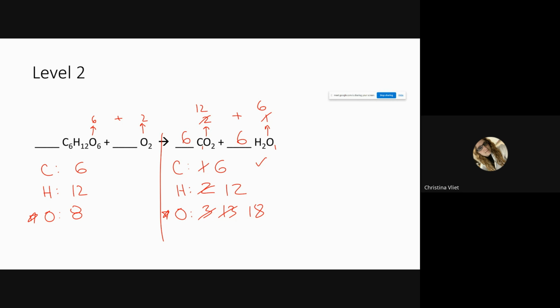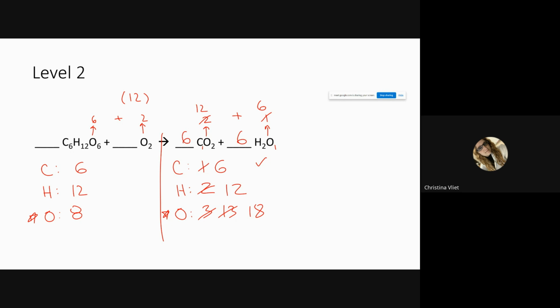What does 6 add with to get to 18? And are you allowed to use a calculator in this class? Yes. You don't have to do it in your head. It's going to be 12, right? So this needs to change from 2 to 12. So what number would make that happen?